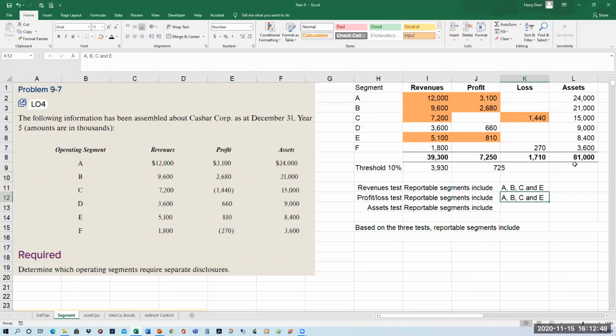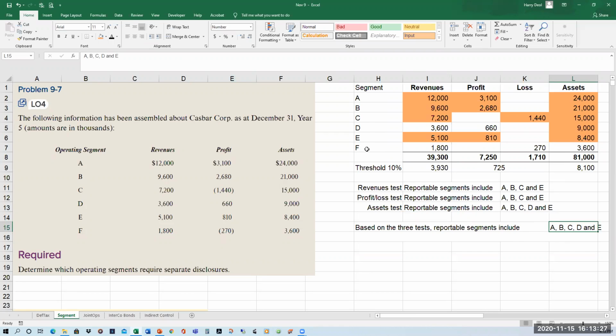Finally, if you take a look at the assets, the total of the assets is 81,000. Our threshold is 10% of the total assets. That's 8,100. So if you apply 8,100 as our test, then we find it's A, B, C, D, and E that will be separately reported. So based on the three tests, remember, any one of the tests, if it's met, is good enough. Looking at all the three tests in conjunction, the reportable segments include A, B, C, D, and E.